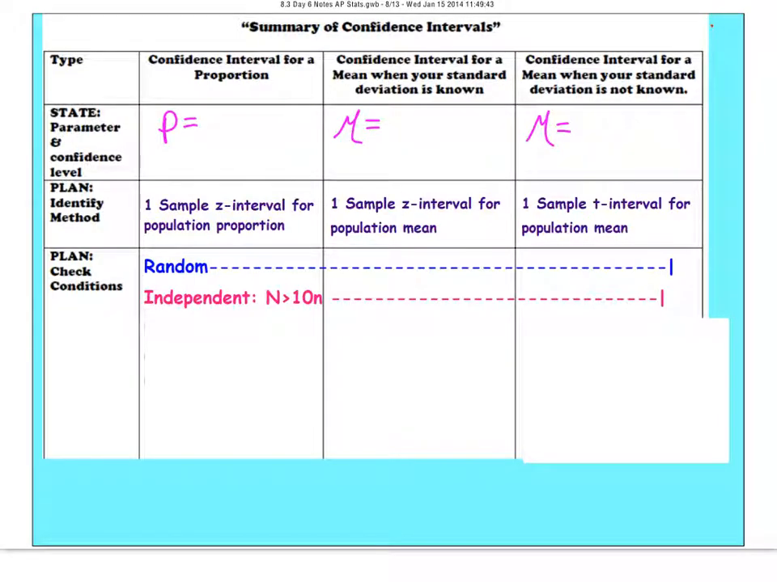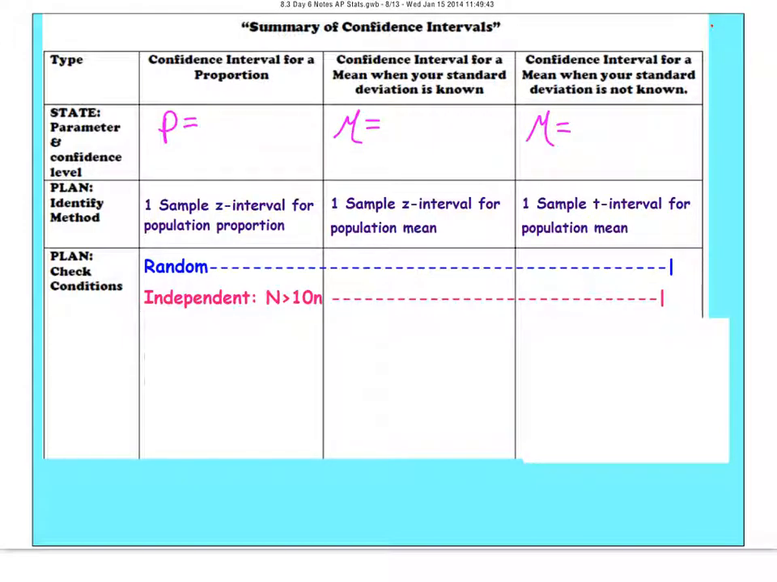So I want to take a few moments and highlight the summary of what we learned about the 3 types of confidence intervals in this chapter. Remember to do a confidence interval for the proportion versus one for the mean when you know your standard deviation, and the mean for when you don't know your standard deviation. The parameter of interest you should use in your state component, remember, for proportions is a lowercase p, and for the means would be your mu's.